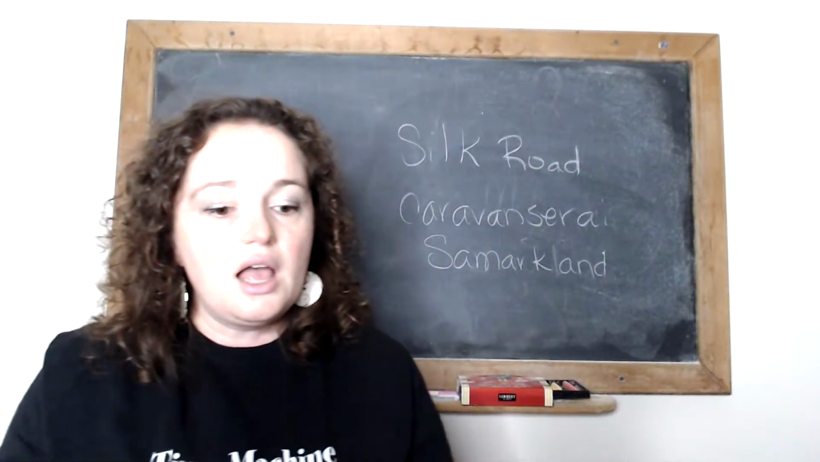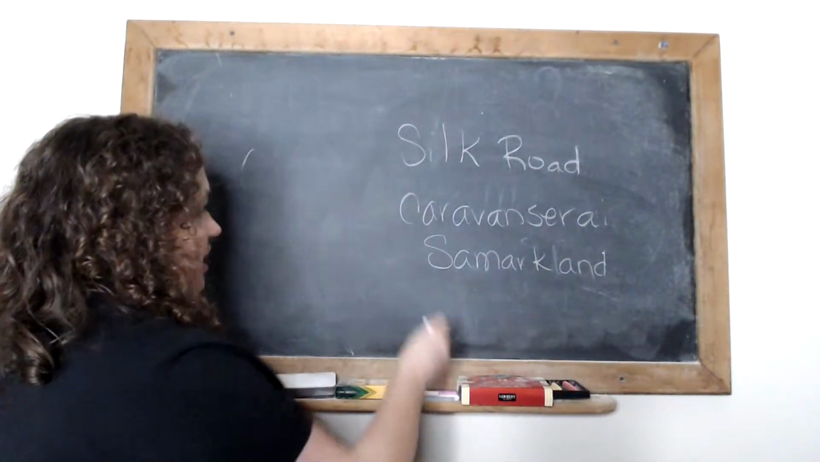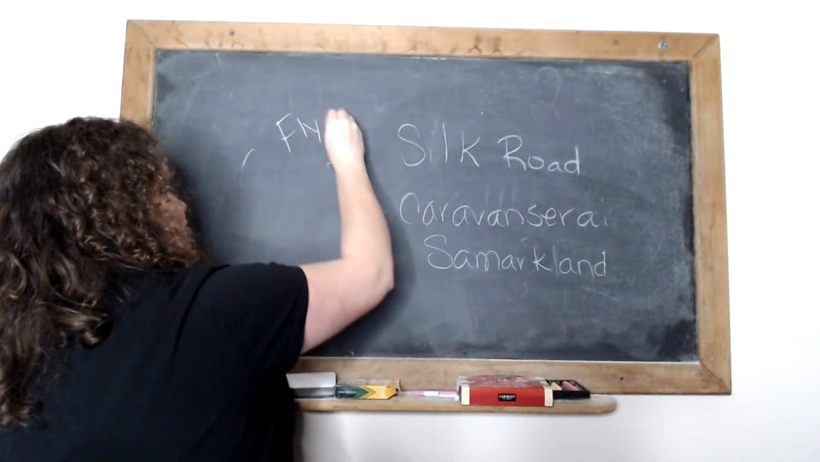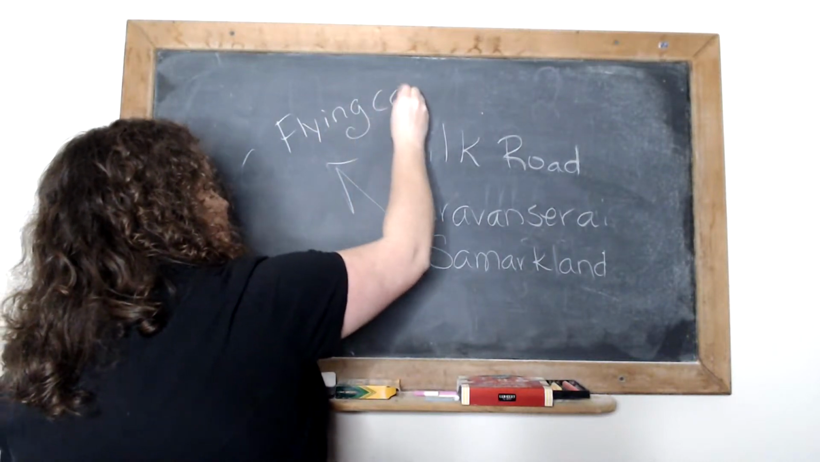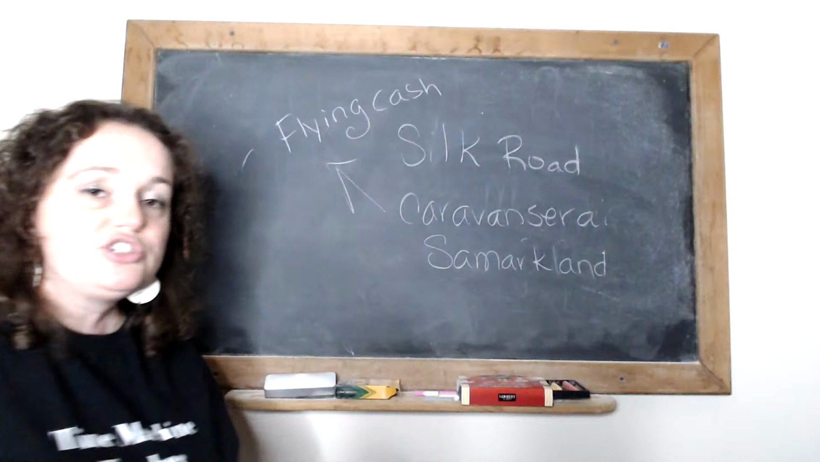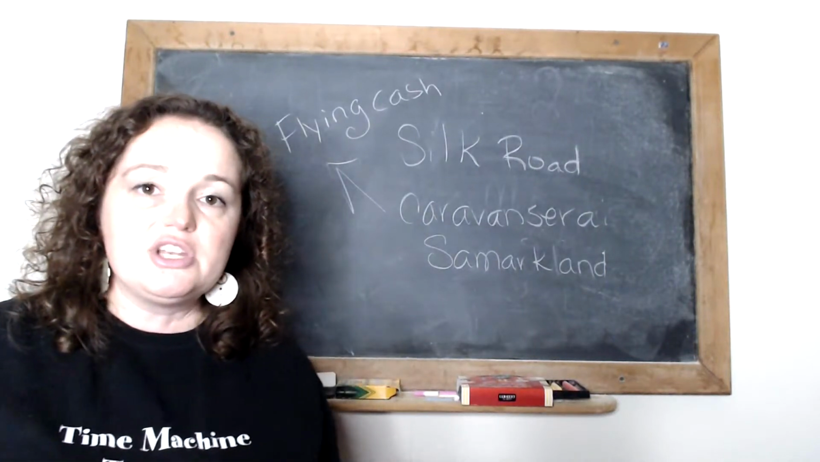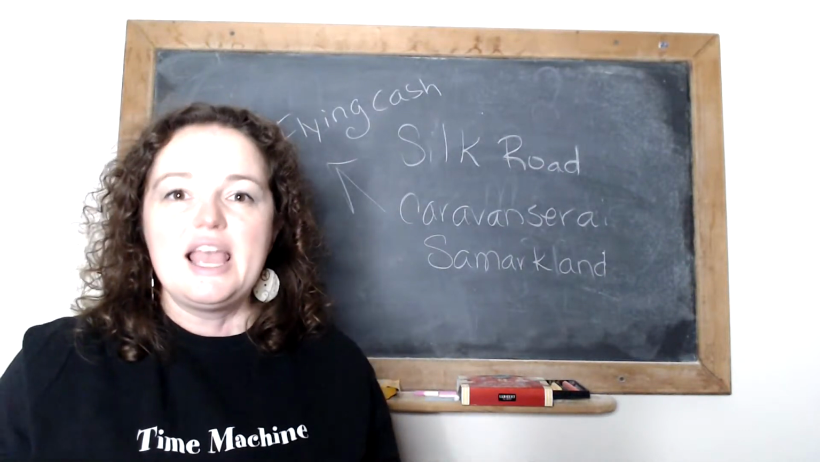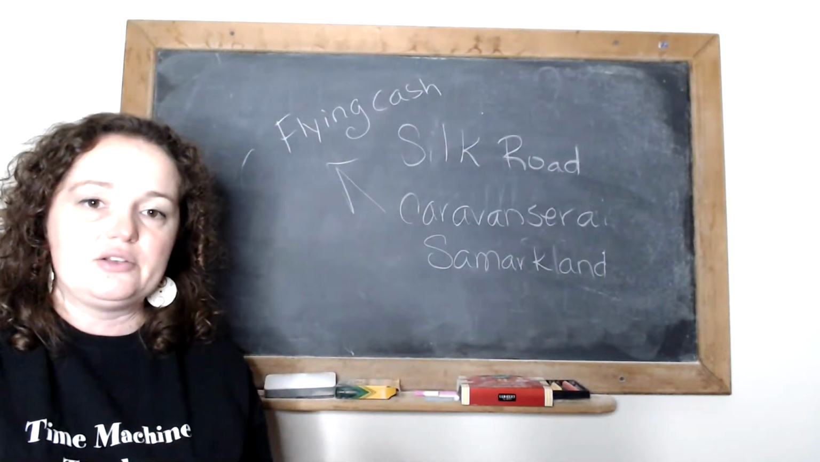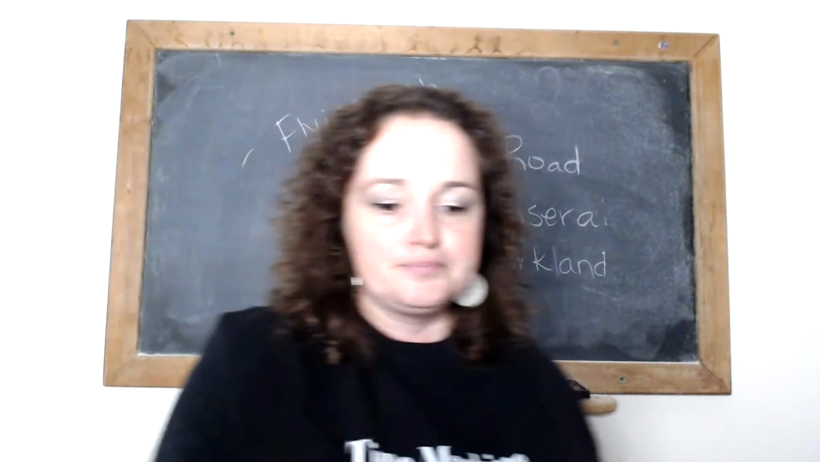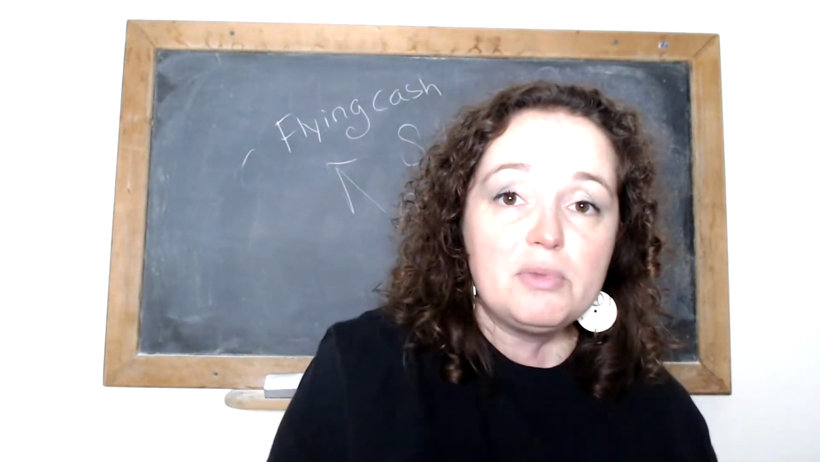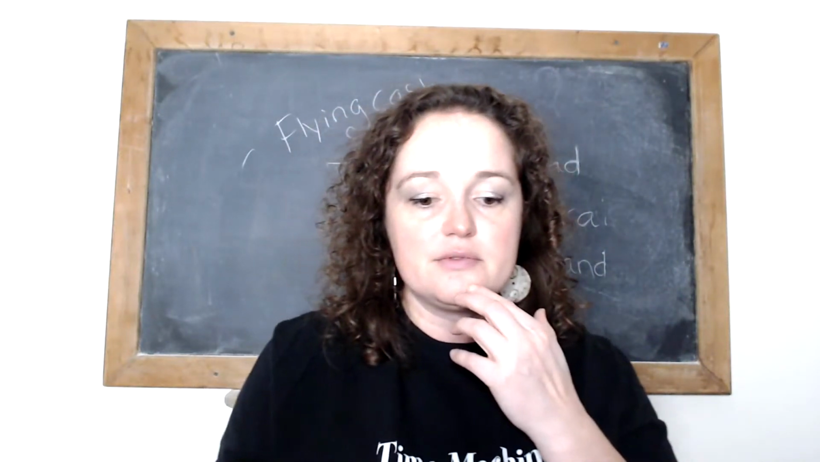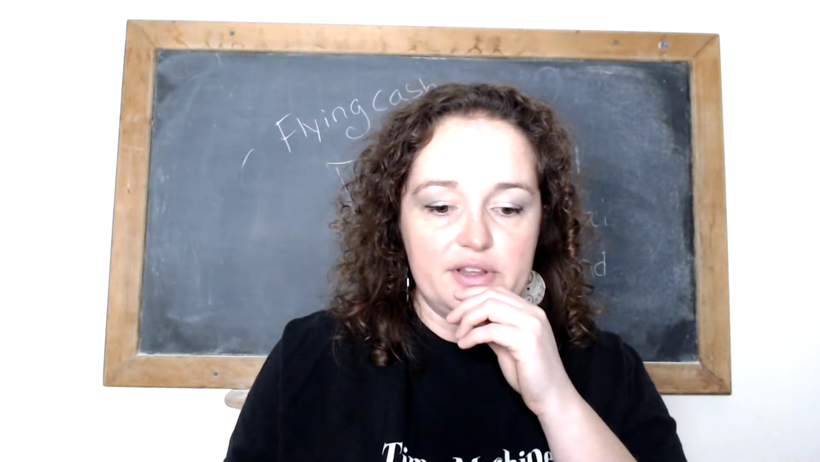All right. Also, as a result of this, we have what's called flying cash. And basically what that was is a merchant could deposit money at one location and they could withdraw it at another location. Kind of like an early version of a bank. And it'll eventually lead to banking houses. On the Silk Road, merchants specialized in luxury goods. So that's another key point. Okay, I think I got everything for that.